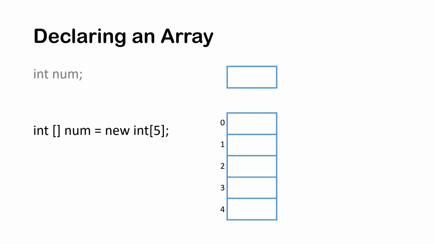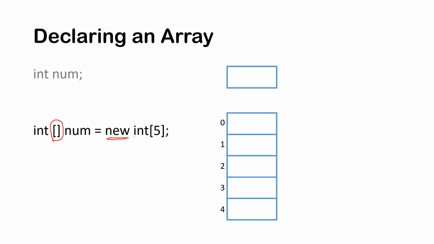So instead of just saying int num like we do for one integer, we've added some square brackets on the left between int and num. That already tells Java that we are declaring an array. And then we say equals new. Now this keyword new tells you that an array is not just a normal primitive type of data. It is an object.